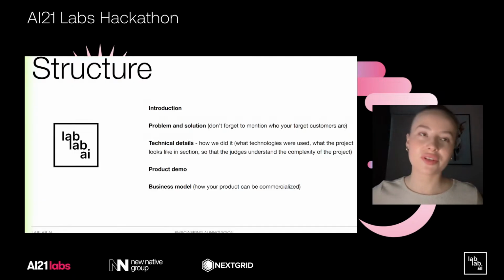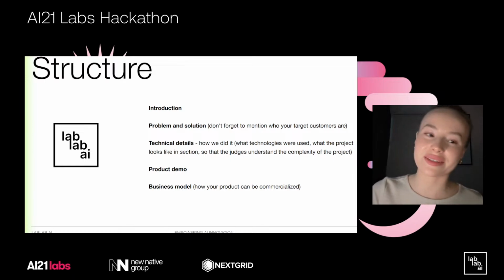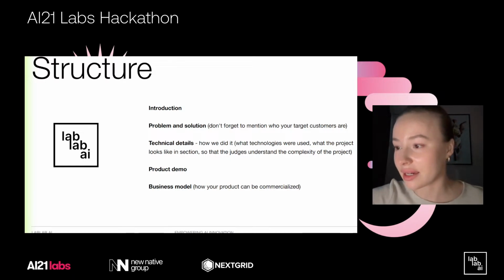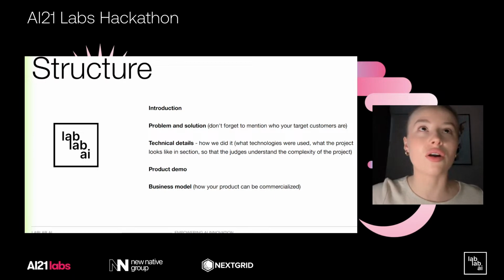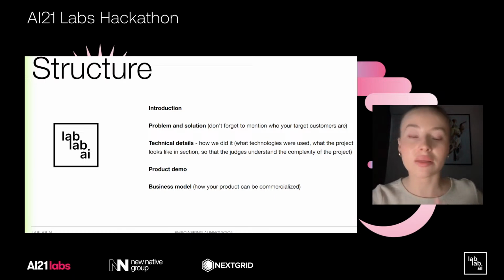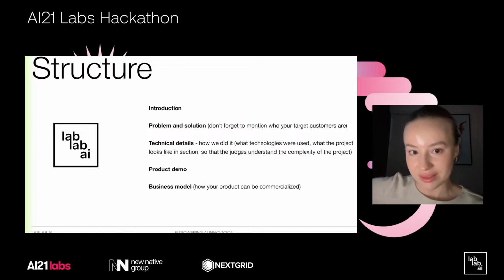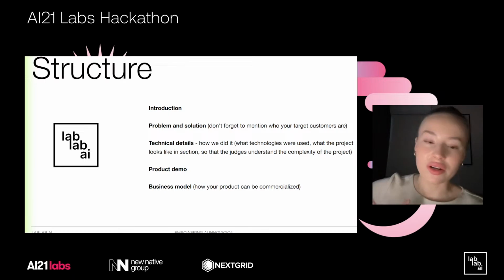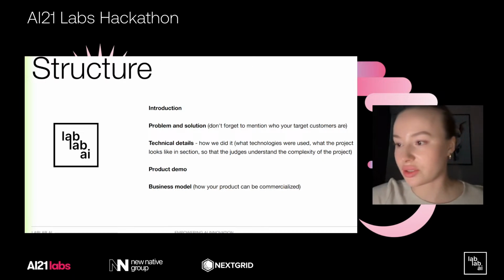Now, structure. First of all, introduce your product. Tell us what it is. You will have a problem and solution: what is the problem and how you can solve this, how you can improve your life with your product. Don't forget here to mention your target group, your customers, your main users. It can be, for example, people, or developers, business, different organizations. So don't forget to mention it when you present your product.